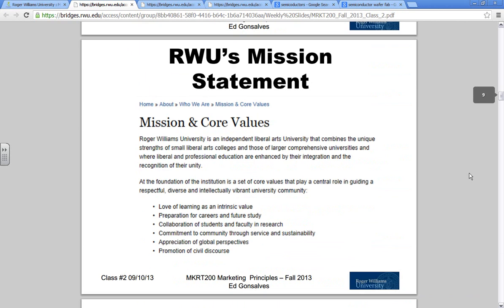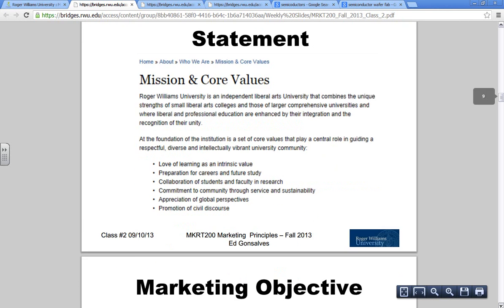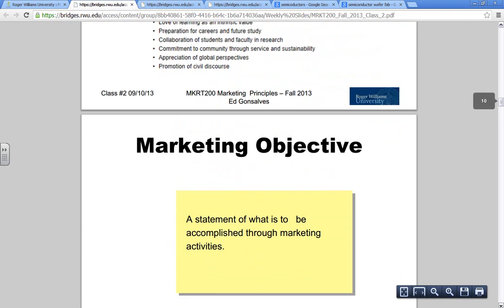Here's right off the website what Roger Williams' mission statement is. I encourage you to read it and look at it. Does it really tell you anything about what the school is doing? How different is it from mission statements and core values you see at other schools? I'd welcome you to compare those. I do ask you in one of the forums on the discussion board to do a SWOT analysis and figure out what Roger Williams is trying to do, and are they different or better than anybody else? That's a good question.